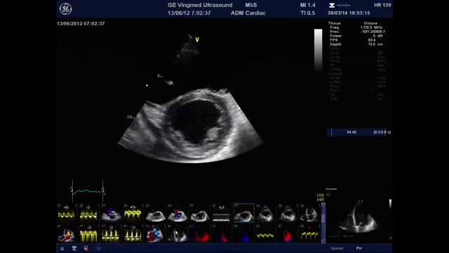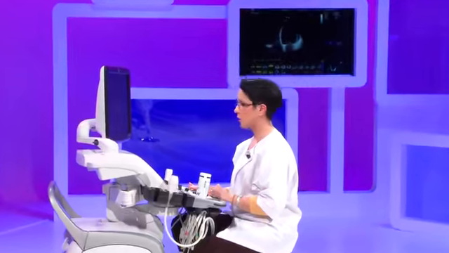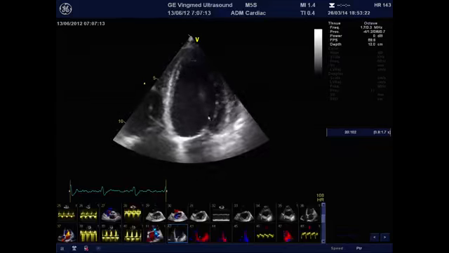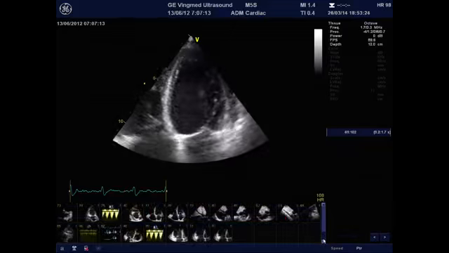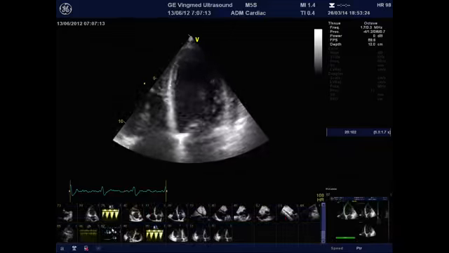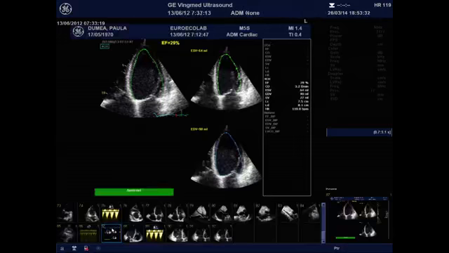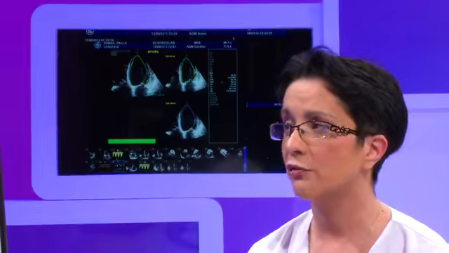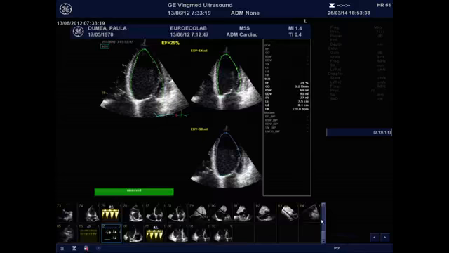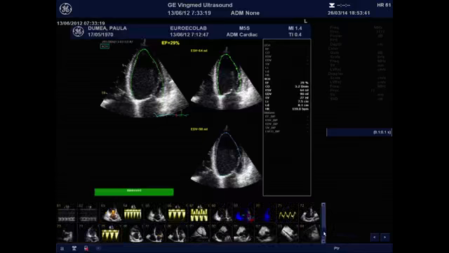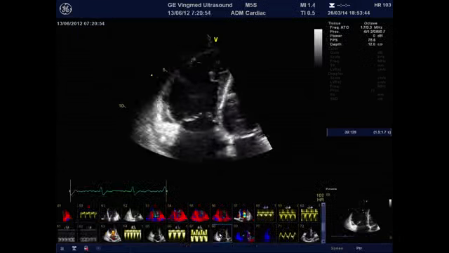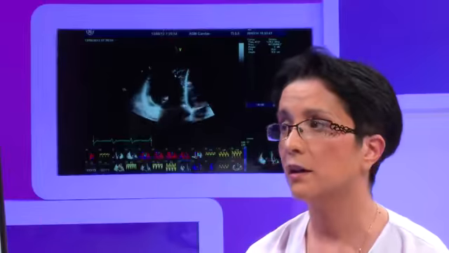Also, from a four-chamber view, we can observe the presence of a global left ventricular dysfunction, and we can measure the left ventricular ejection fraction in different ways. Of course, the best is the biplane Simpson, and also by automated measurement of the ejection fraction, we obtained an ejection fraction of 29%.